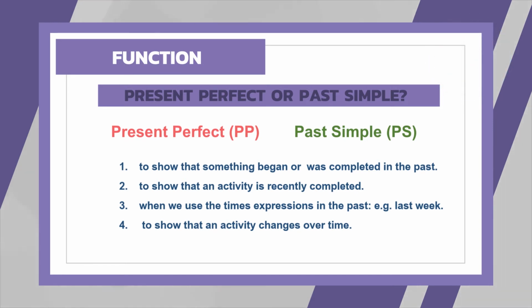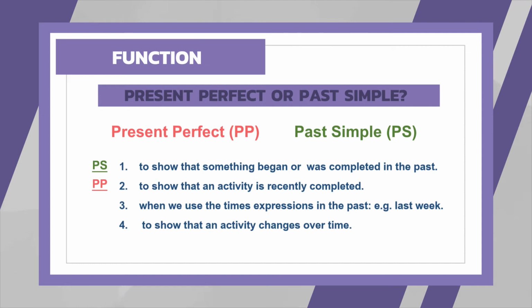Okay, students, it's time to check the answer. Number 1: to show that something began or was completed in the past. PP or PS? So let's look at the answer. PS, right? Past simple. Next, to show that an activity is recently completed. PP or PS? Yes, PP, present perfect.